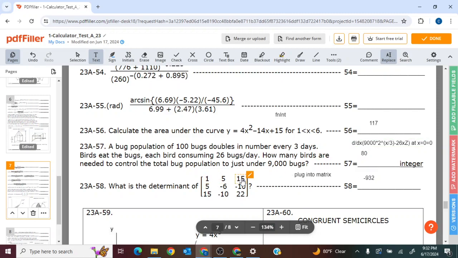What is the determinant of this matrix? Pretty simple. Go to matrix, plug it in, and go to matrix again, math, determinant, and put in the matrix, and you get negative 932.